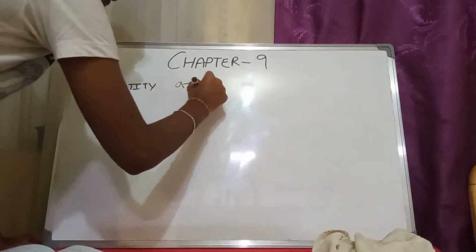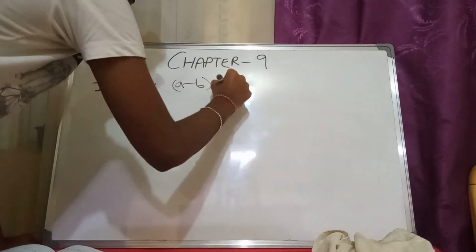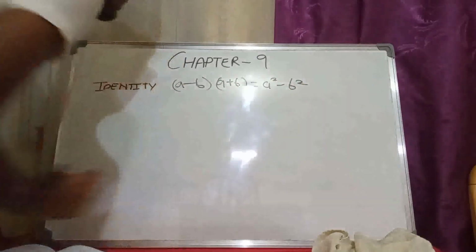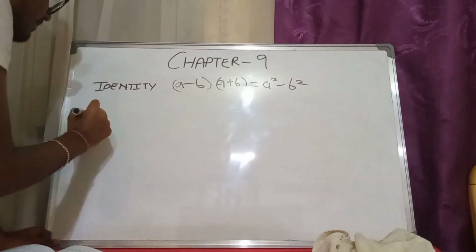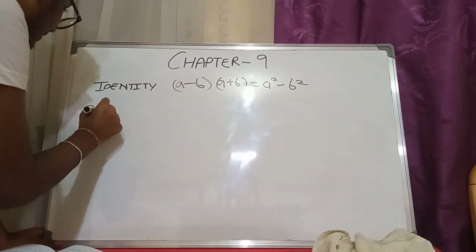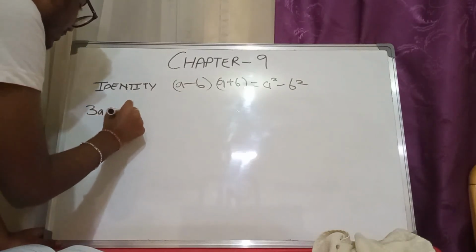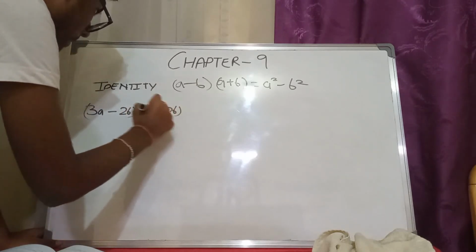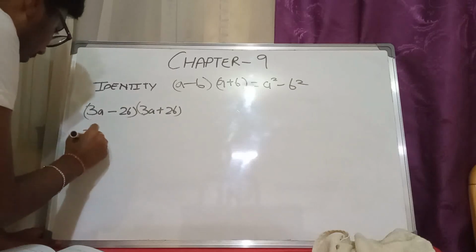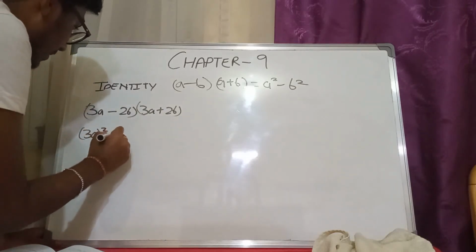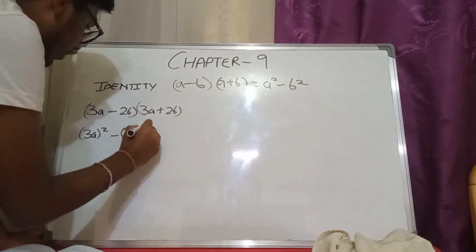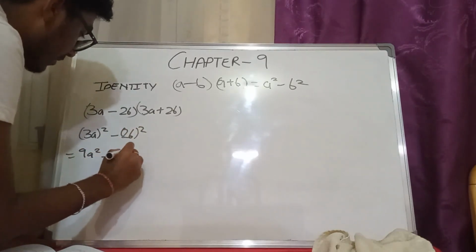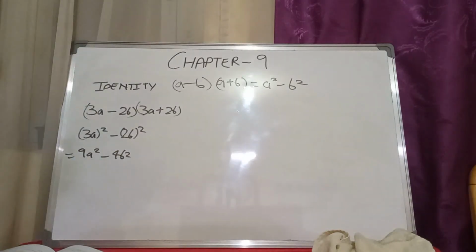The next one is (a minus b) into (a plus b), that is equal to a square minus b square. Very important one. So it will be (3a minus 2b) into (3a plus 2b). So it will be (3a) the whole square minus (2b) the whole square equals 9a square minus 4b square. This is a very important one, but it's a very simple one.